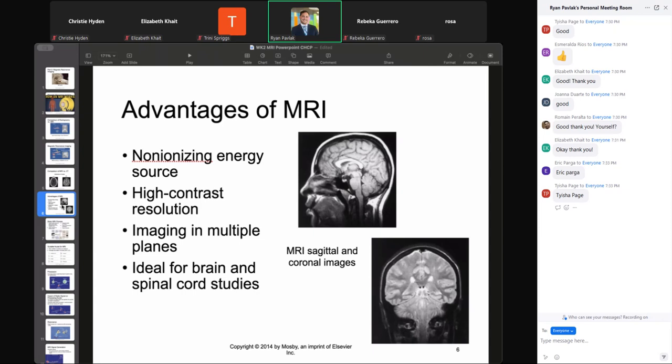We have to make sure that that body part is at isocenter, which is right in the center of the magnet. So as we move away from the center of the magnet, we're going to lose homogeneity and the image will warp a little bit. And then the other thing to keep in mind is, we say that it's ideal for brain and spinal cord imaging, but really it's replaced a lot of imaging across the board for other modalities.